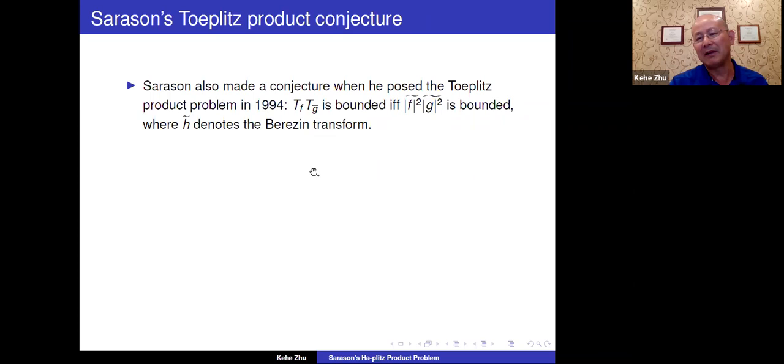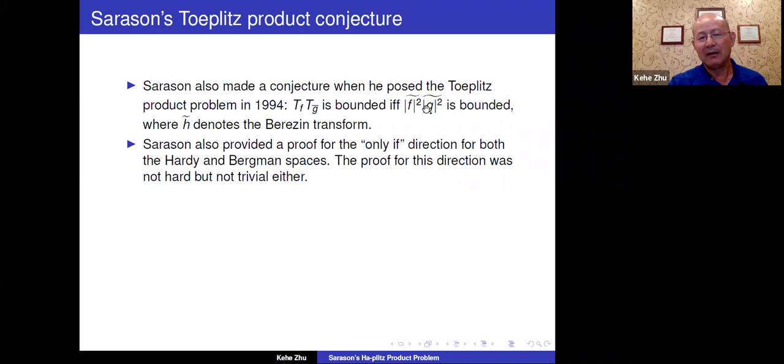So Sarason also made the conjecture: this operator is bounded if and only if this function is bounded. Not only did he propose the problem, he also formulated the conjecture, and he went one step further. Sarason also provided one half of the proof for the conjecture, namely the only if part. He actually showed a relatively short, half-page proof that for both the Hardy space and the Bergman space, if this operator is bounded, then this function is definitely bounded. So he has a very short proof for that direction.